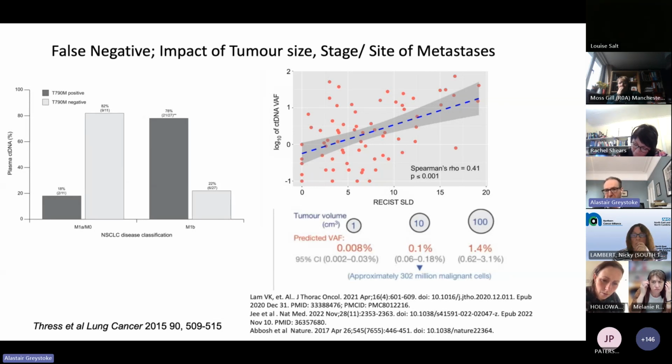And because you don't have tumour under the microscope, you don't know if it's a false negative or whether they just don't have an abnormality in the 10, 20, 300 genes that you've checked. So it's really challenging.